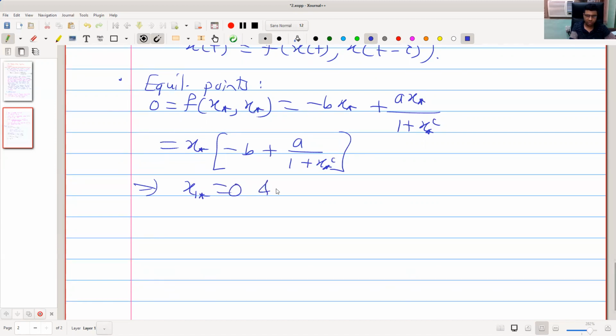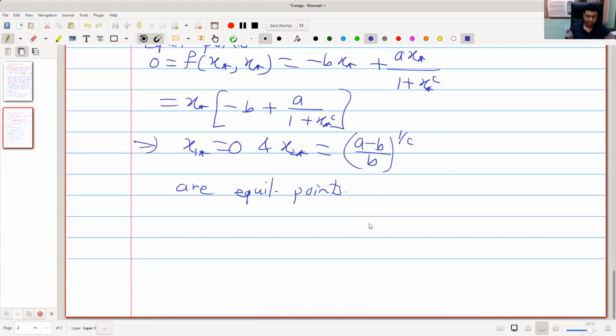So x2 star equal to, if we simplify, then we get (a minus b) upon b, raised to 1 upon c. These are the equilibrium points. Next, we find partial derivatives of f. We are going to use them in the stability analysis.